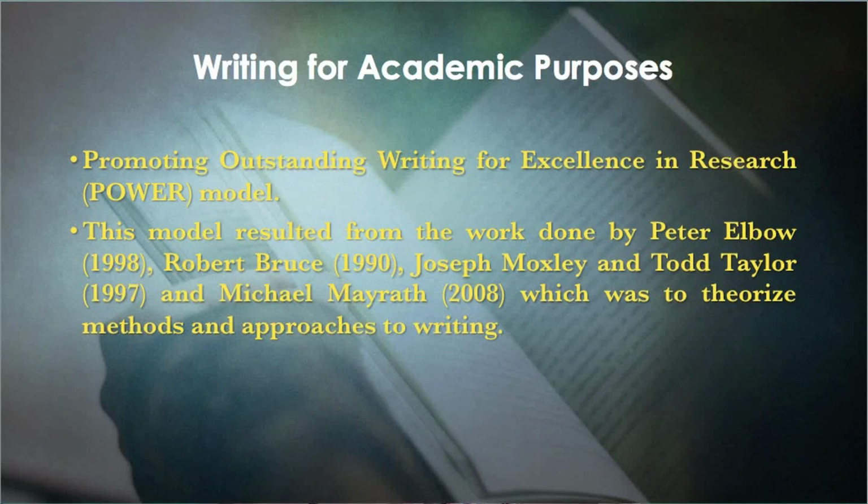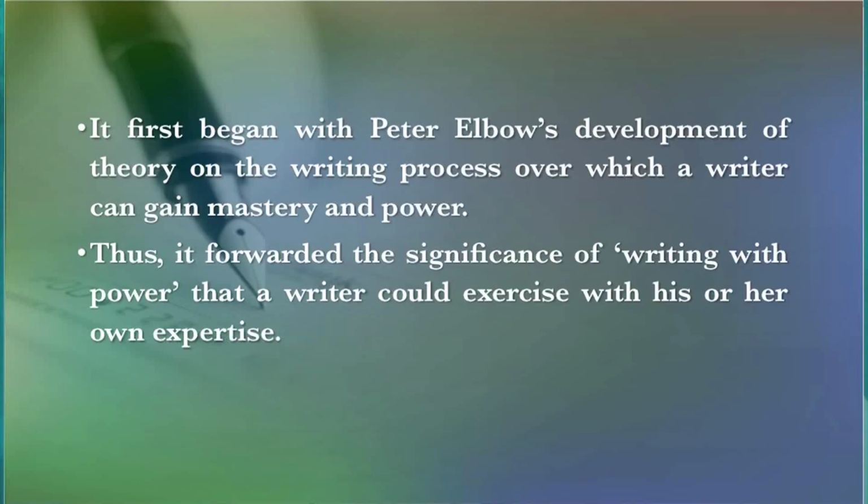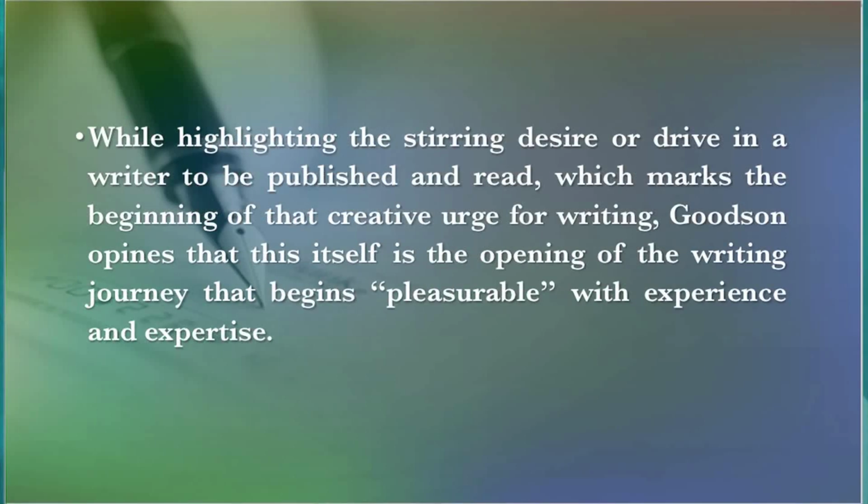This model resulted from the work done by Peter Elbow, Robert Bruce, Joseph Moxley and Todd Taylor, and Michael Mayneth as well, which was to theorize methods and approaches to writing. It first began with Peter Elbow's development of theory on the writing process over which a writer can gain mastery and power. Thus, it forwarded the significance of writing with power that a writer could exercise with his or her own expertise, while highlighting the stirring desire or drive in a writer to be published and read, which marks the beginning of that creative urge for writing.